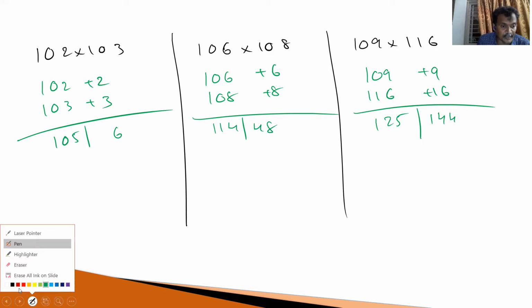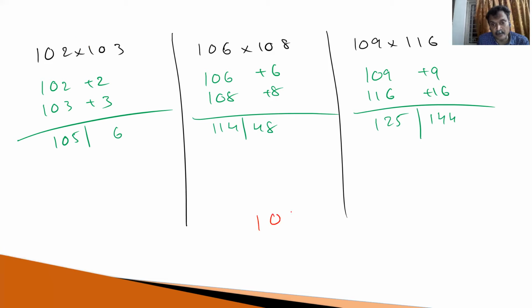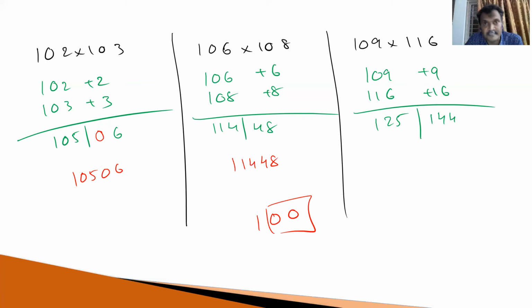Now, all of you observe carefully. What is the base? Base equal to 100. How many zeros are there? 2 zeros. So how many digits must be required for the right hand side? Only 2. Here, how many digits are there? Only 1. What should you do? Just add 0 before this number. So what is the answer? 10506 is the answer. 100 as a base. How many zeros are there? 2 zeros. How many digits must be required? 2 digits. How many digits are there here? 2 digits. So what is the answer? There is no change. Just write down 11448. That's it.